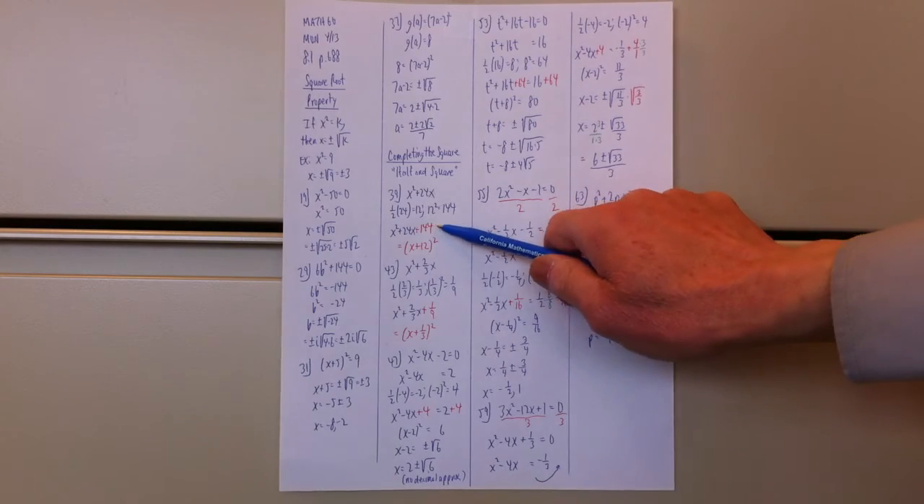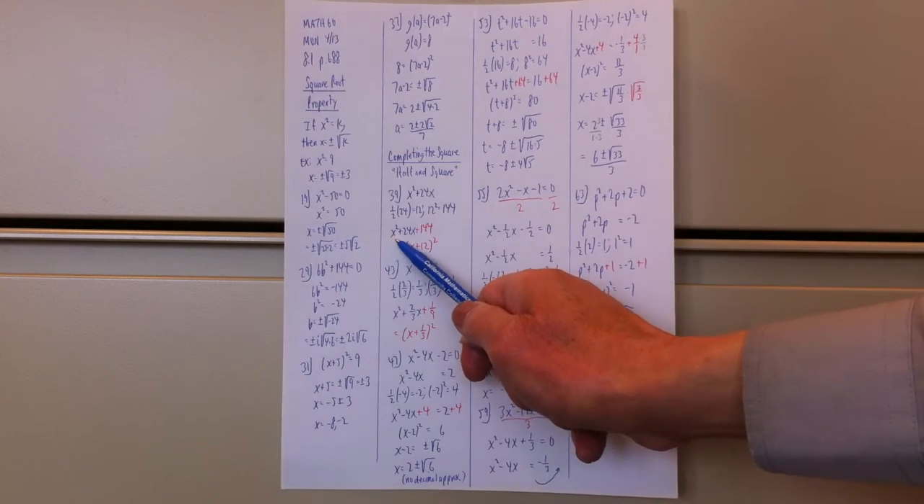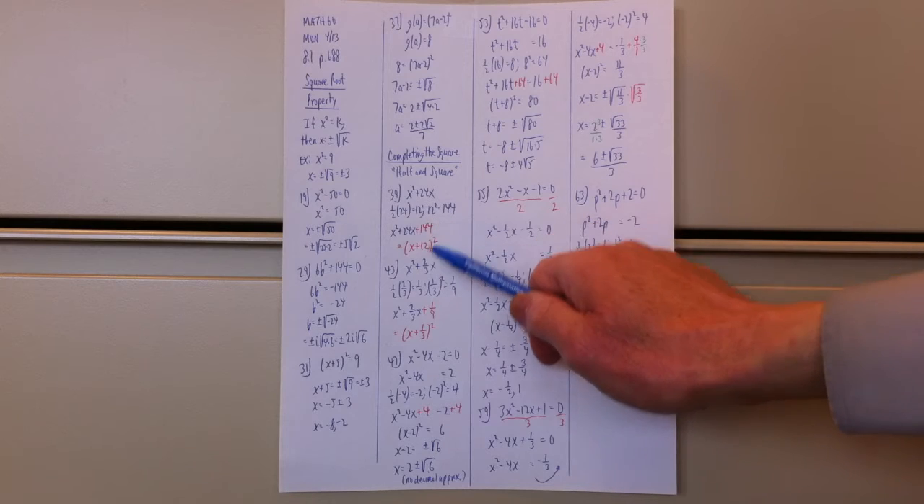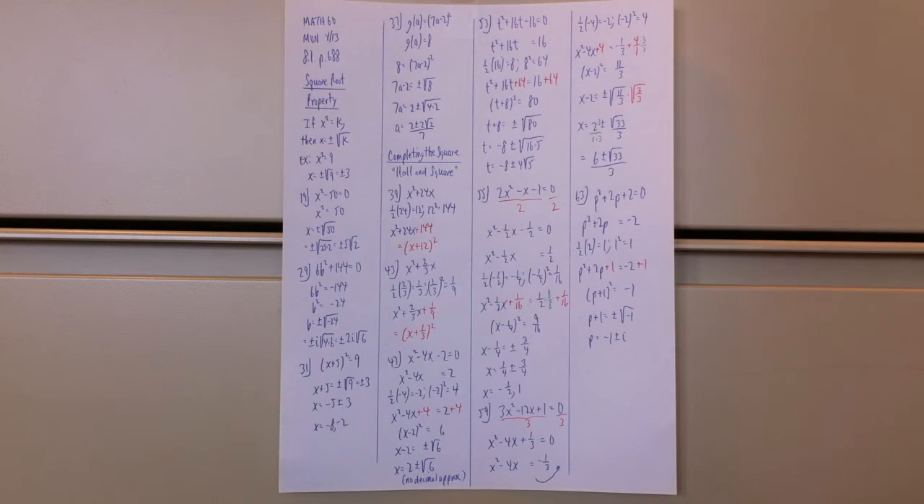Normally when you get to this stage, all you need to do is give me the square root of this. The square root of x squared is x, and the square root of 144 is 12. And so this factors into x plus 12 squared.